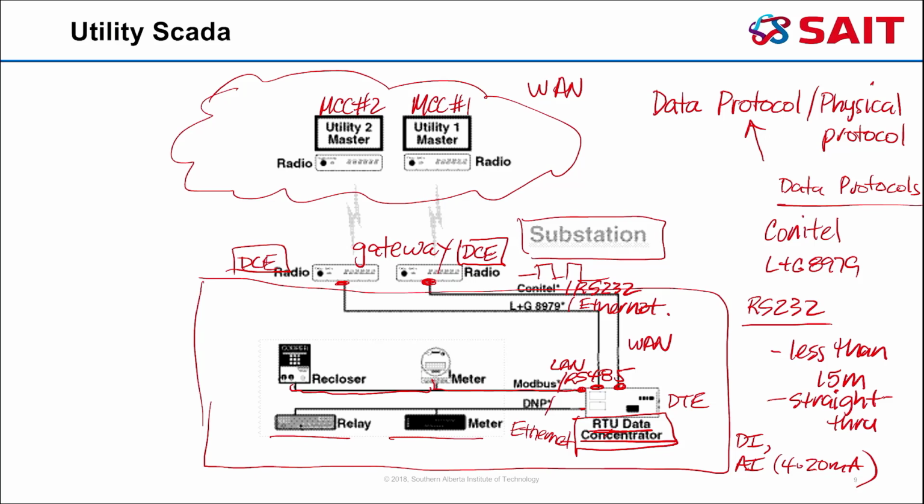And then when it came to the other network here, we'd have a Modbus message or protocol being used to communicate with the recloser and the smart meter here. So that's just a general overview of what that would look like as a specific data comm physical protocol for a substation.